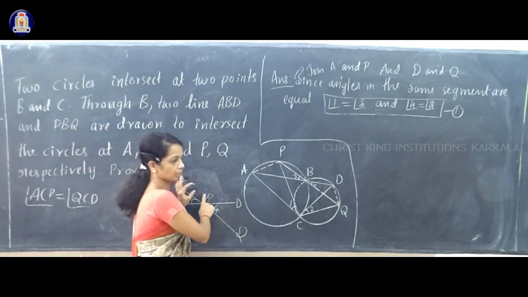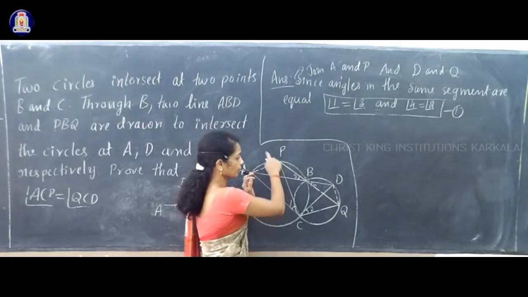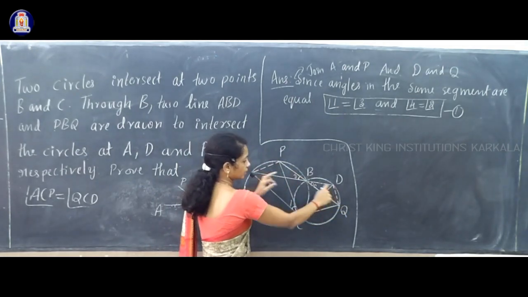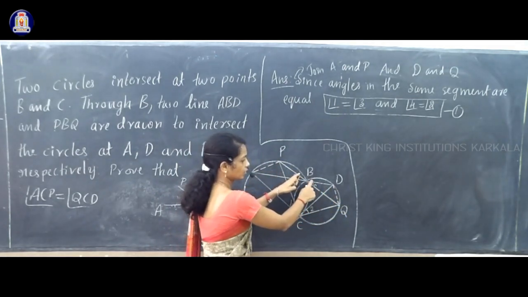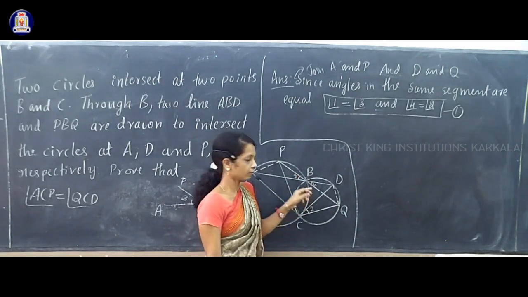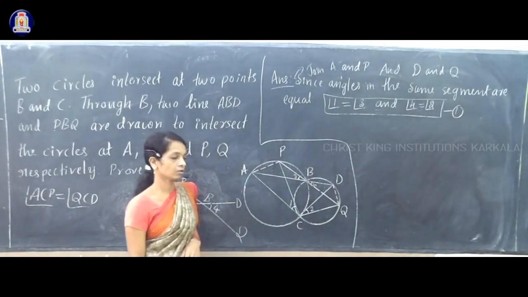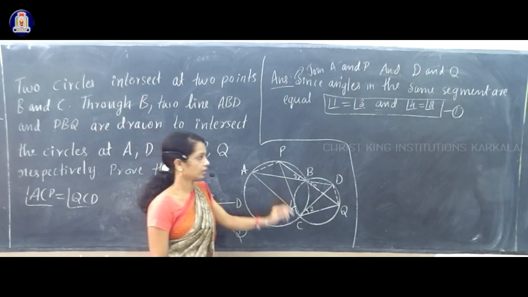Can you see this part of the figure in the main figure? PBQ and ABD, they intersect at a point B. So these are angle 3 and angle 4. They are vertically opposite angles. So they are equal. Okay.